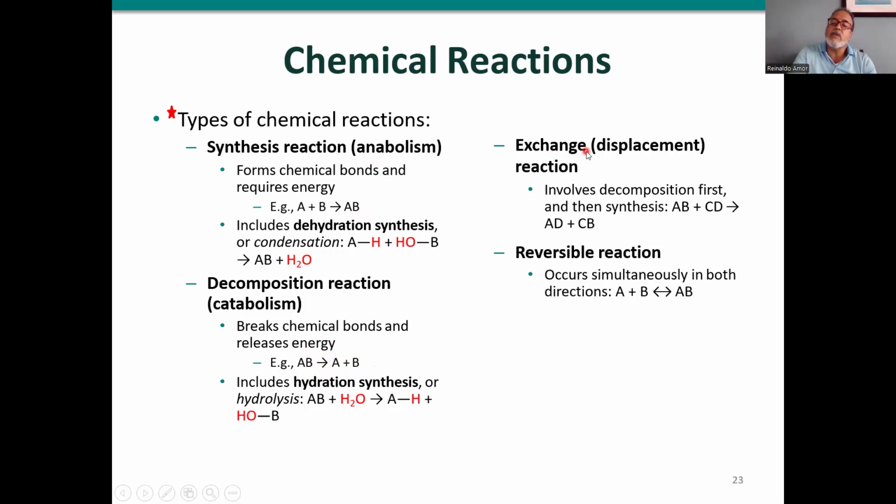An exchange reaction, also known as a displacement reaction, has decomposition first and synthesis after. So you have catabolic and then anabolic. In an exchange reaction, you first break and then you form. You break and then form.